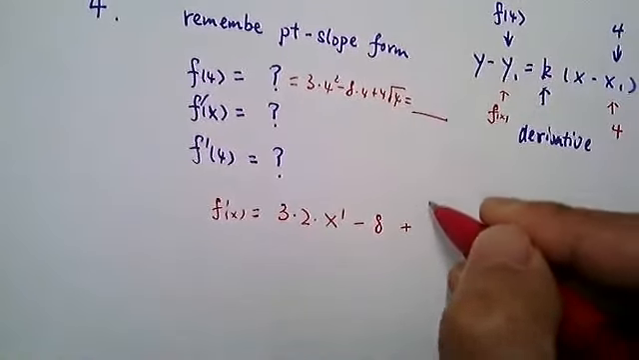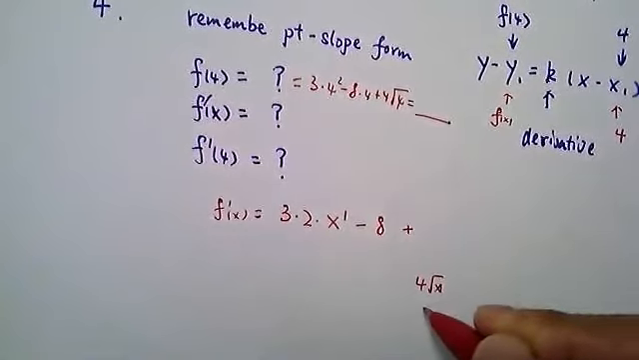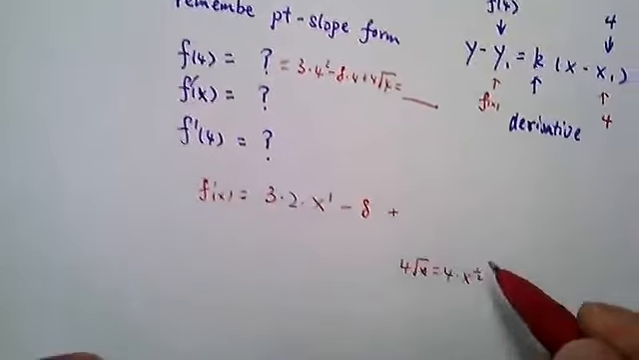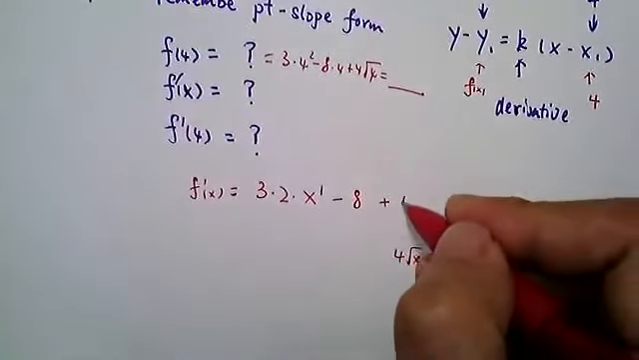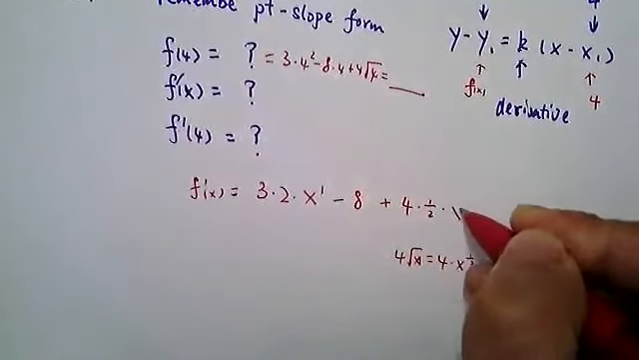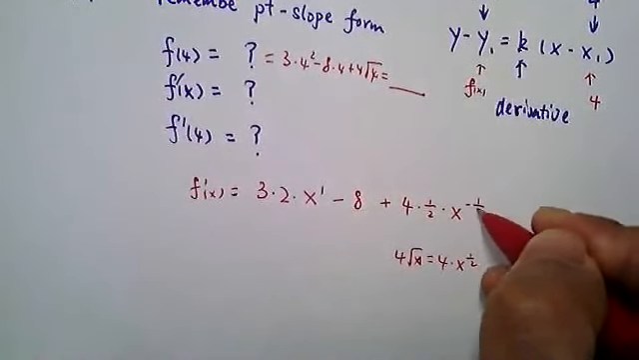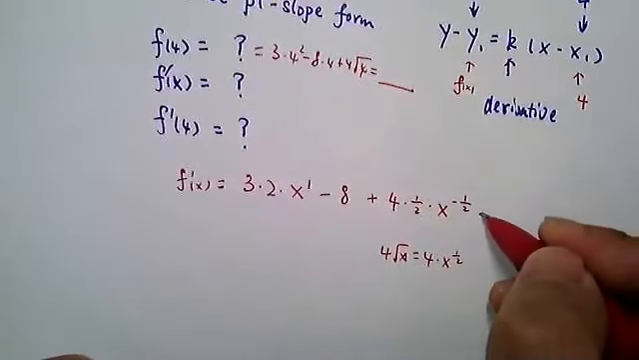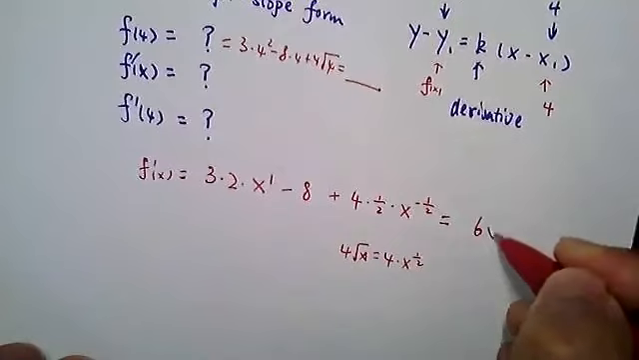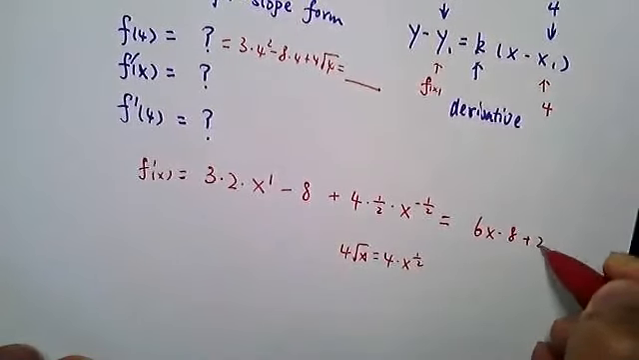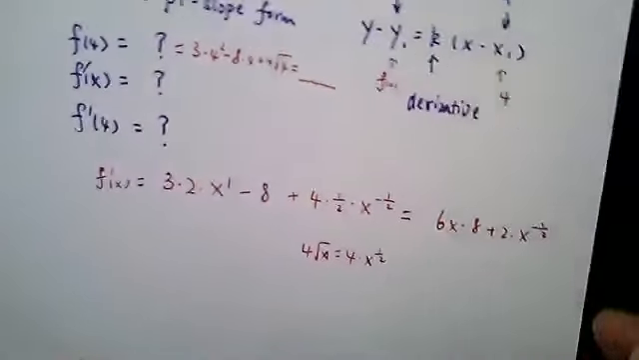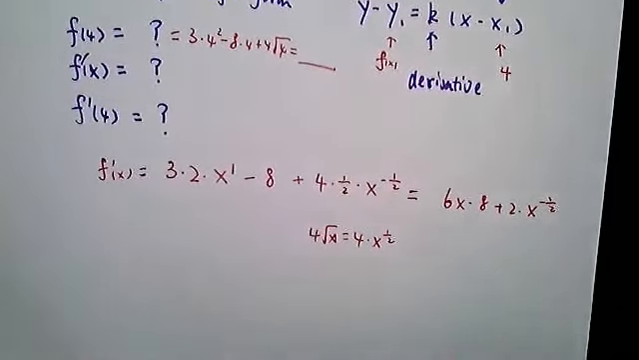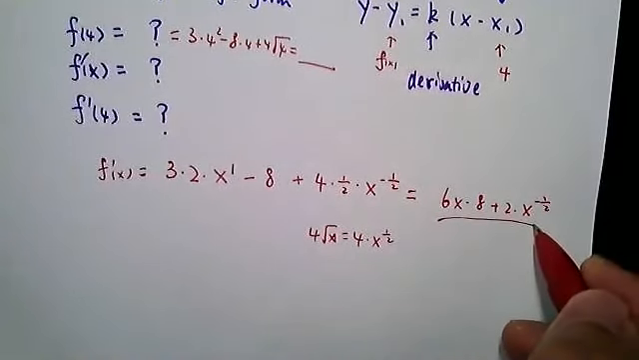Then you have 4 times the square root of x. In other words, it's 4 times x to the 1/2. You can move the 1/2 to the front. So it turns out 4 times 1/2 times x to the power, 1/2 minus 1, which is minus 1/2. So what do you get? You get 6x minus 8 minus 2 times x to the negative 1/2. Okay, that's your derivative function.